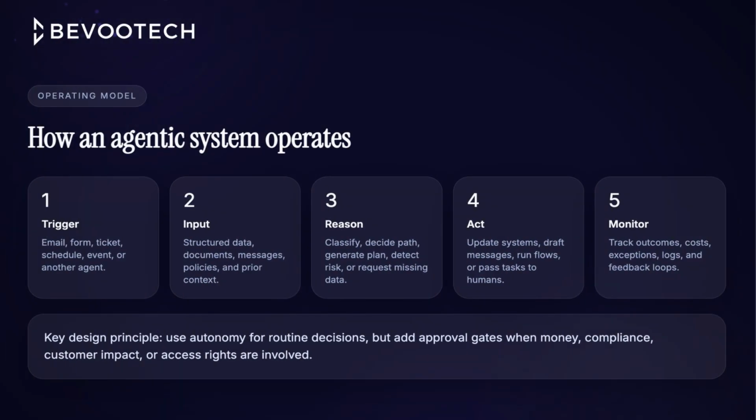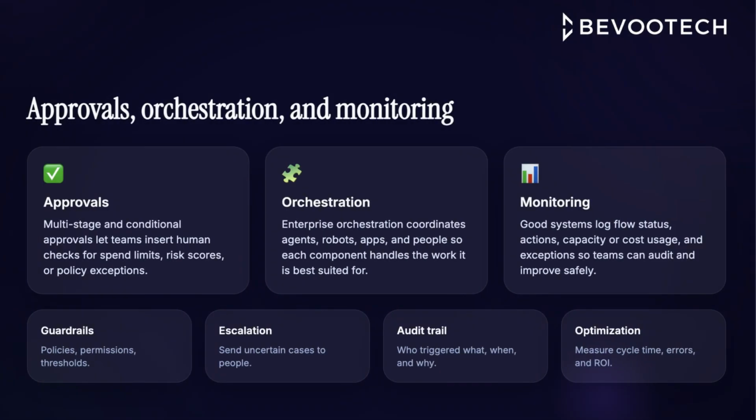An agentic system operates through 5 steps: trigger, input, reason, act, and monitor. The key design principle is using autonomy for routine decisions, but adding approval gates when money, compliance, customer impact, or access rights are involved. Approvals, orchestration, and monitoring are crucial.